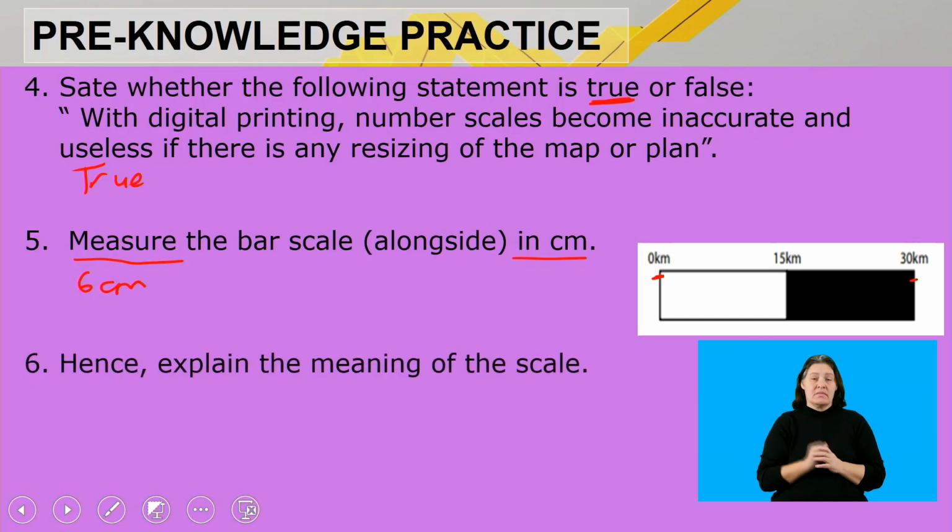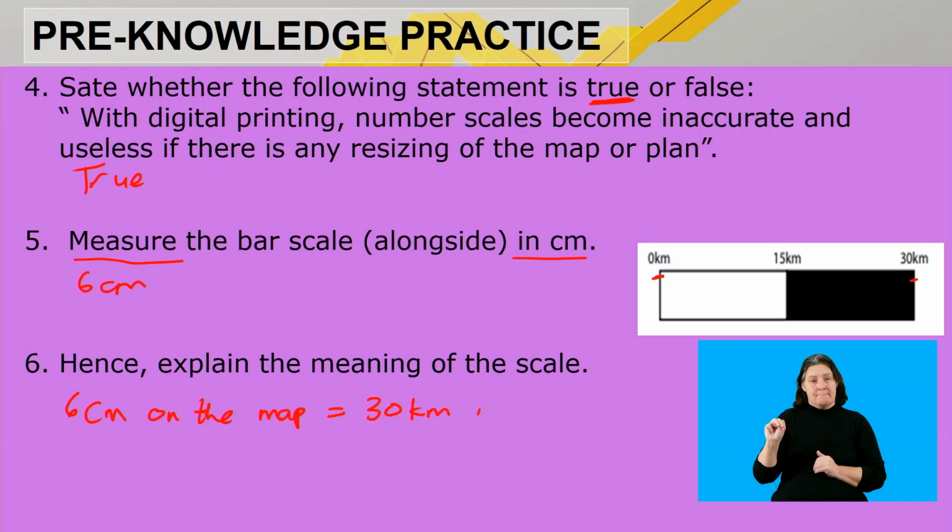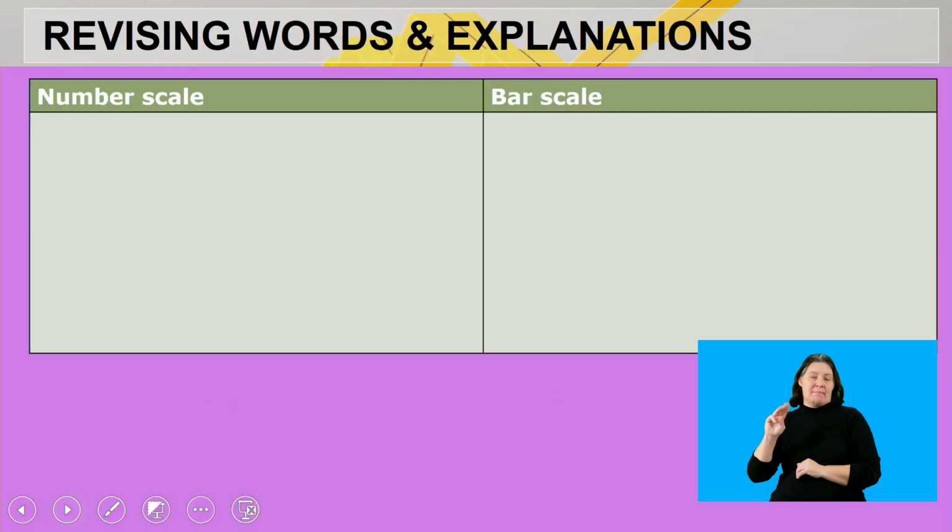Then question number 6, now explain the meaning of this scale. So this simply means that 6 centimeters on the map, you can see I already made the mistake there, so 6 centimeters on the map is equal to 30 kilometers in reality. Okay, so I've measured the 6 centimeters, so the 6 centimeters on the map represent basically 30 kilometers in reality.